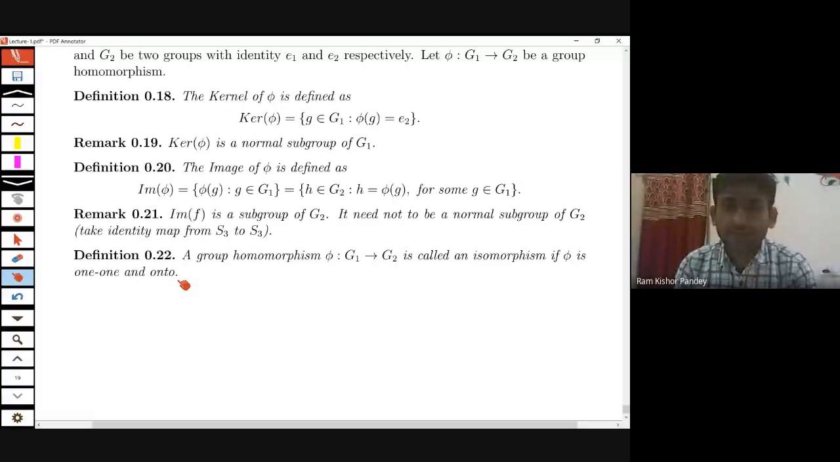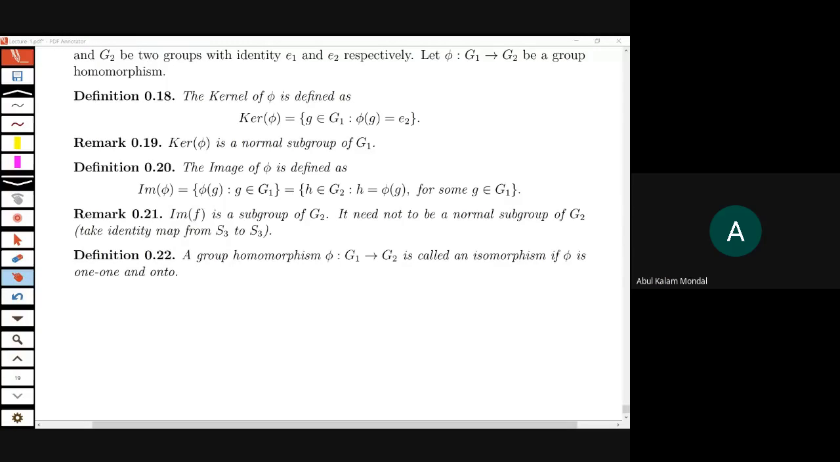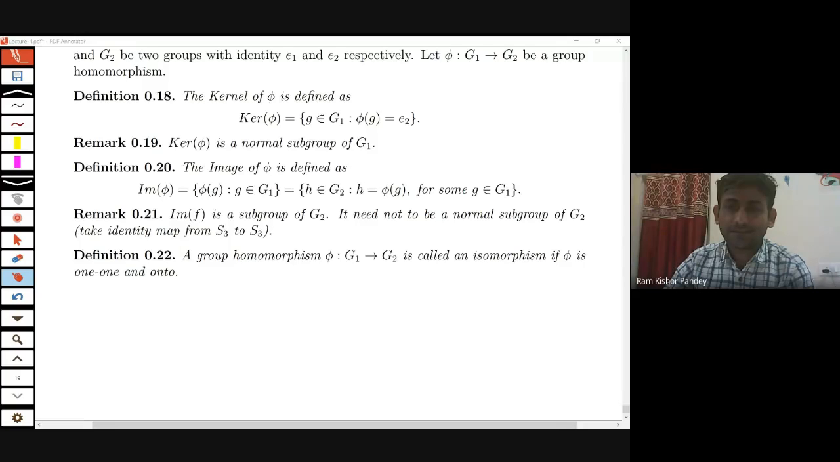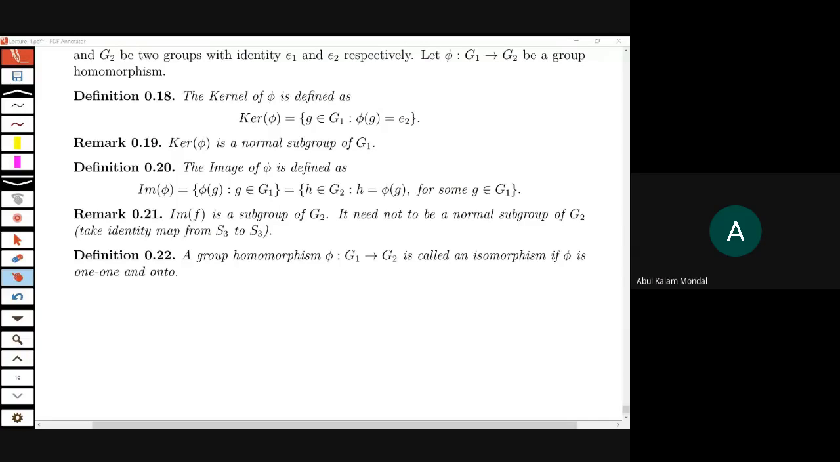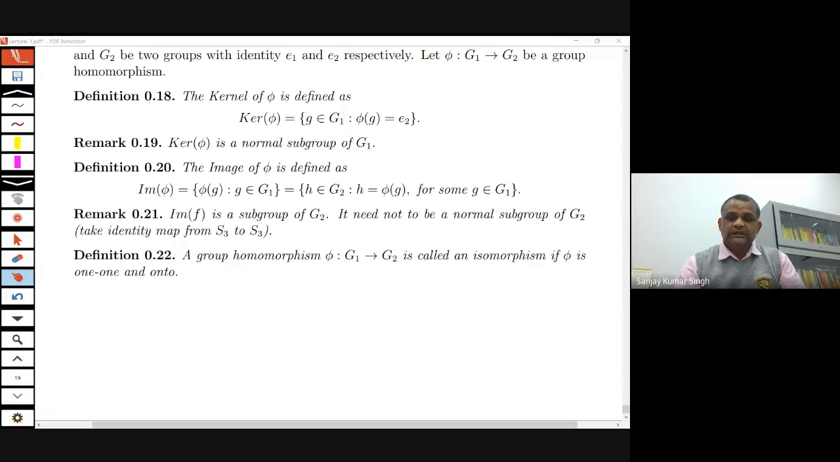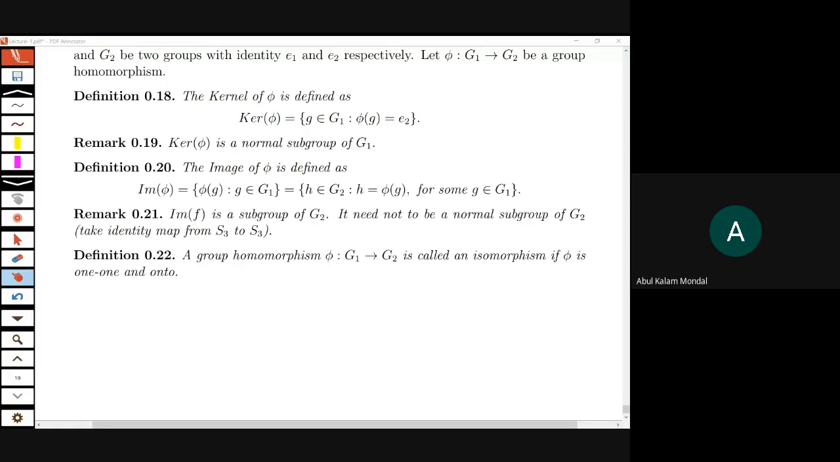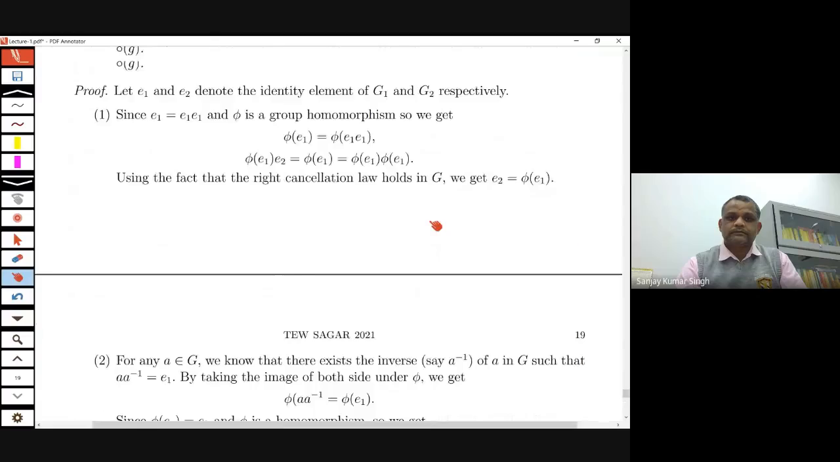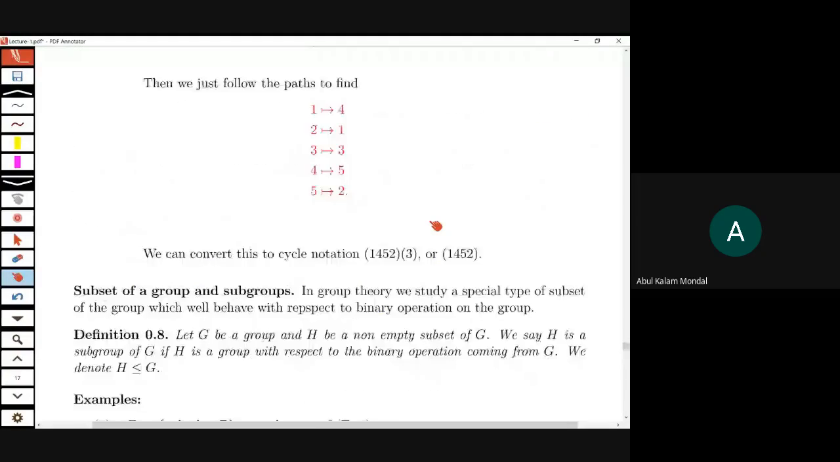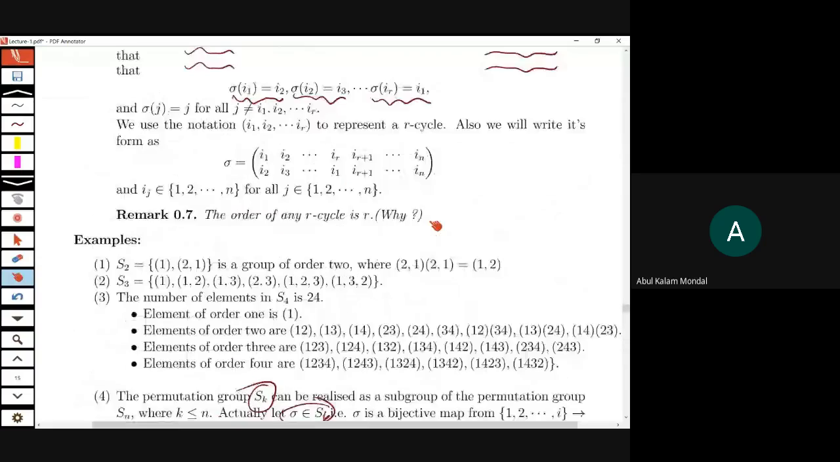Any question from the participant side? I think no. Okay. No question. Hello. Yeah, you may ask. Yes, please. Abul, you may ask. Okay, sir. In example of groups, example number 11. Yes. Go through the page.